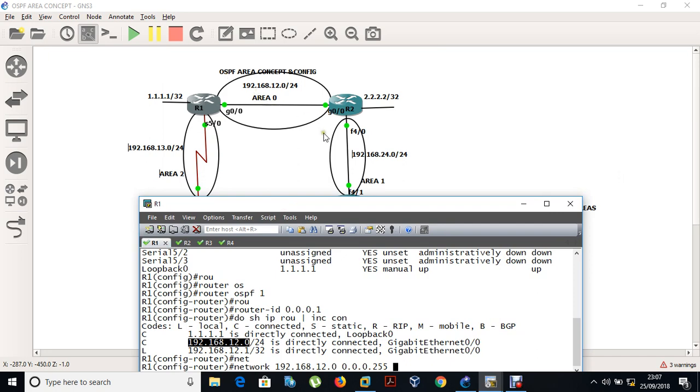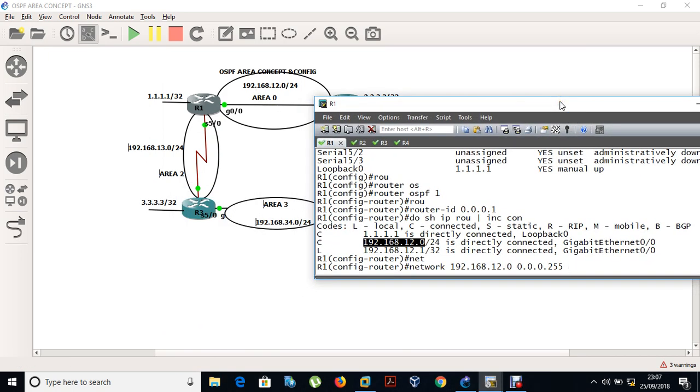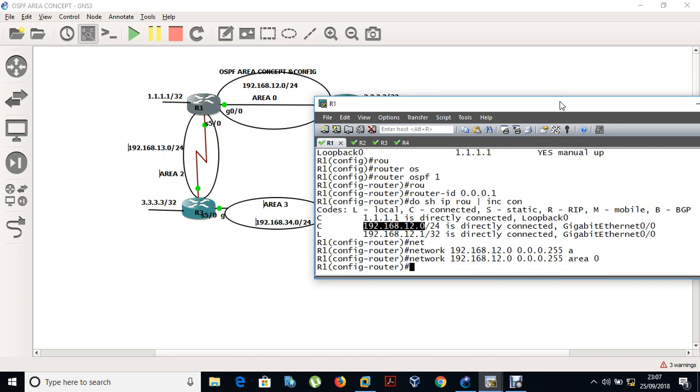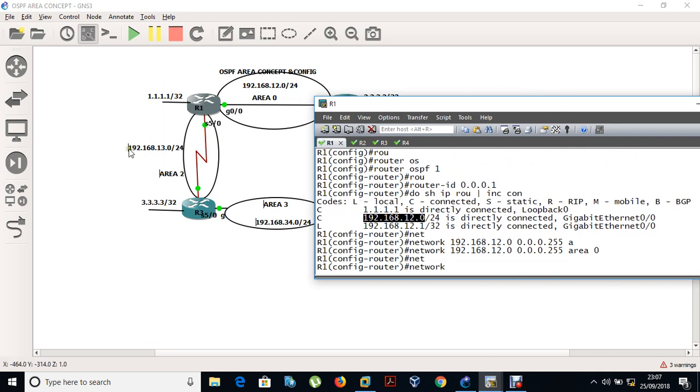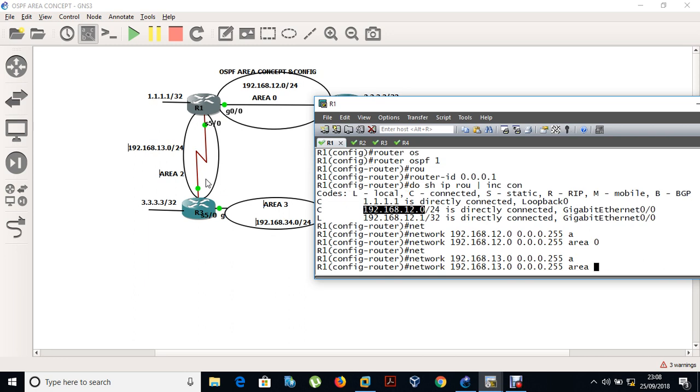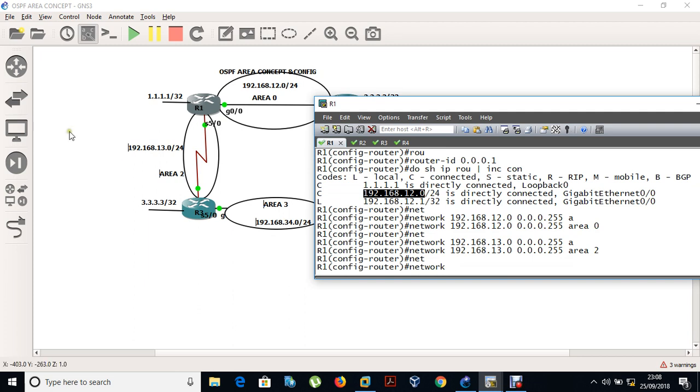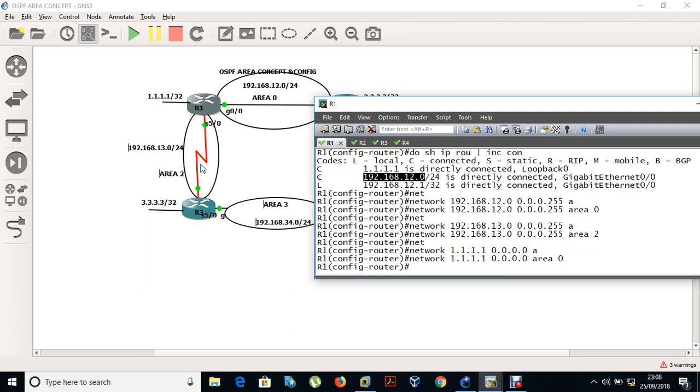This network is a member of area 0, right? So let me put area 0. And the network 192.168.13.0 is a member of area 2. This network right here is a member of area 2, and I will advertise this network in area 0. That's just what I chose. So we are done on R1.